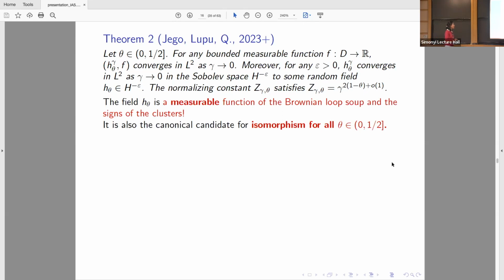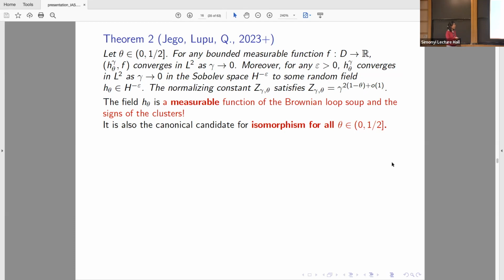I want to emphasize that this field h theta, by definition, is a measurable function of the Brownian loop soup and the size of its clusters, because it's defined from that multiplicative chaos. The reason why we define this field, and why we are interested in it, is that we believe it to be the canonical candidate for the isomorphism theorem for all theta between 0 and 1/2.